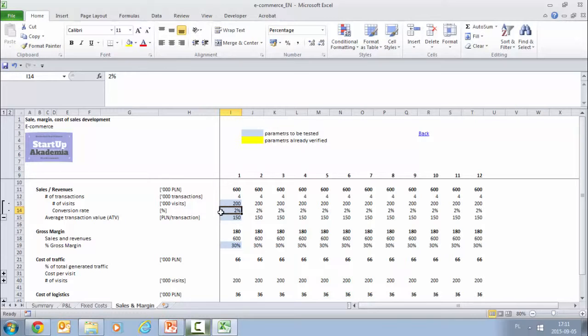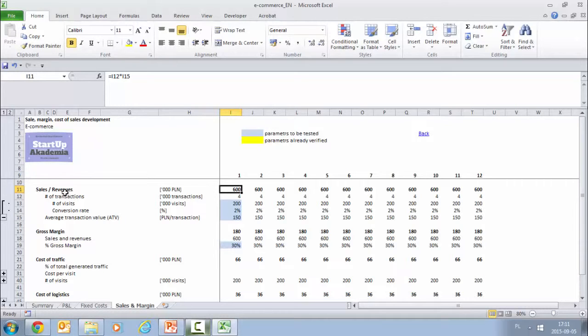Then we have to put some conversion rate, again an assumption. We assume that this will be 2%. And out of this, by multiplying one by another one, we get 4,000 transactions. Then we put the average assumed transaction value, which is 150. And we get to the 600K per month.